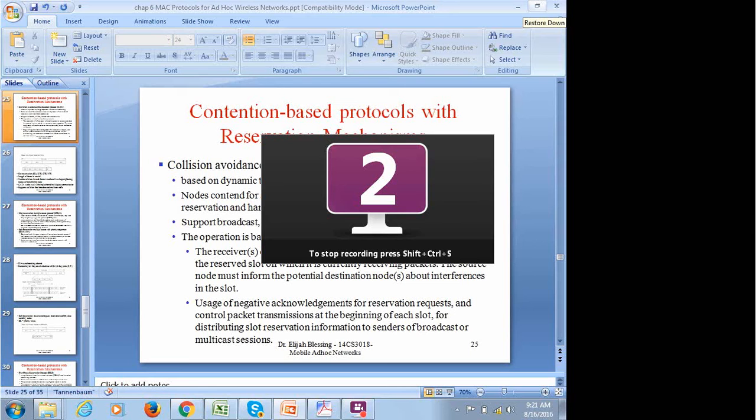And the second principle is that it uses a negative acknowledgement for reservation requests and control packet transmission at the beginning of each slot, for distributing slot related information to senders of broadcast or multicast sessions. So it means that you send a negative acknowledgement. Positive acknowledgement is when you receive the packets, you say okay, I have received it, and therefore the sender will know that you have received the packet. Negative acknowledgement says, hey, I am already busy and therefore don't try to send. So let's look in detail at how it operates.